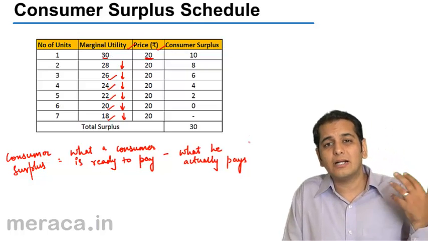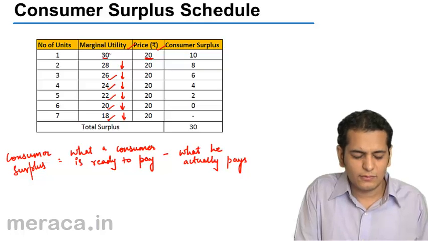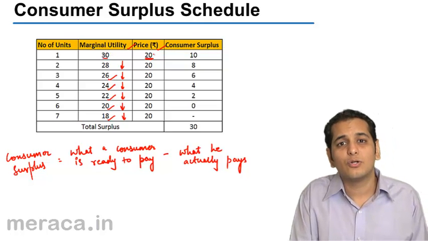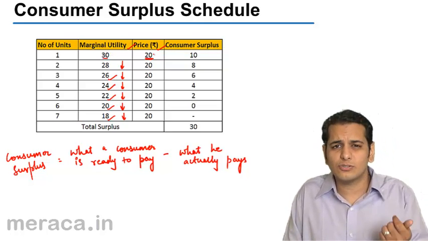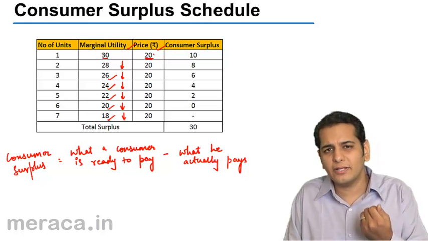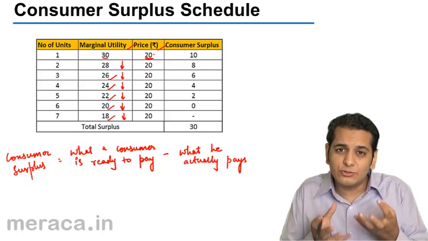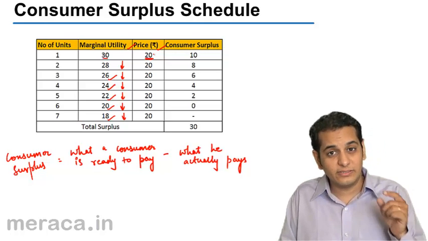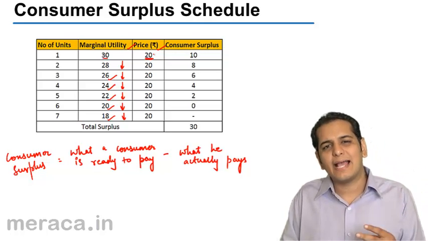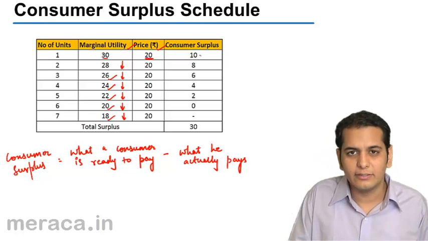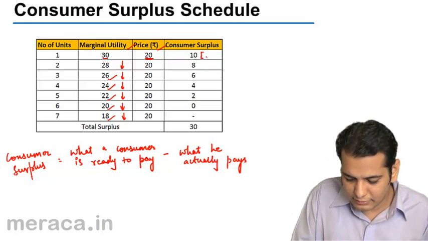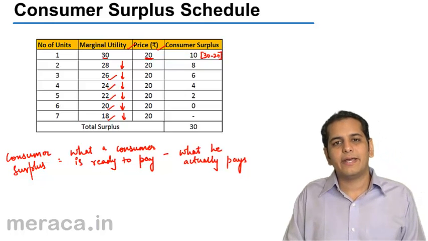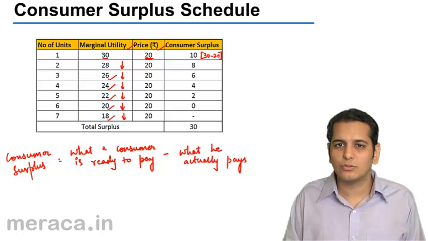So what will be the consumer surplus here? 30 minus 20. 20 is the cost of the product, 20 is the price of the product, and he actually pays the price of the product. So he's ready to pay 30, but he actually pays 20. So the consumer surplus at the first unit is 10, 30 minus 20.